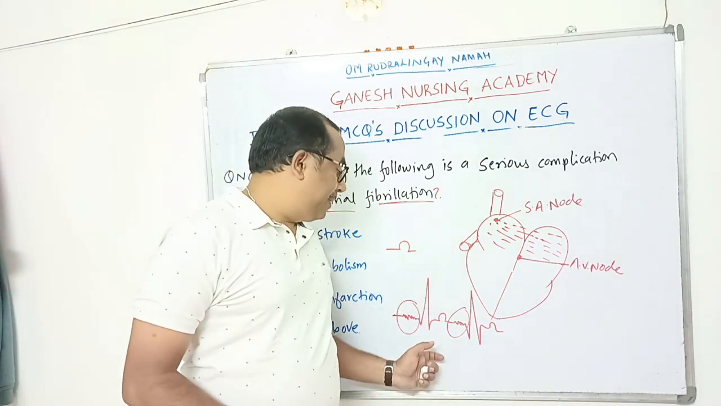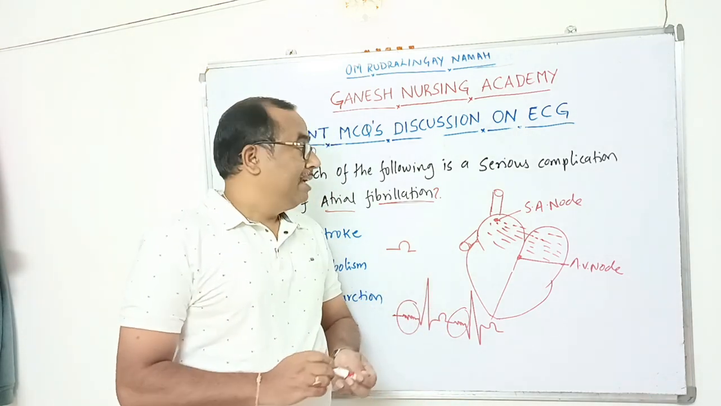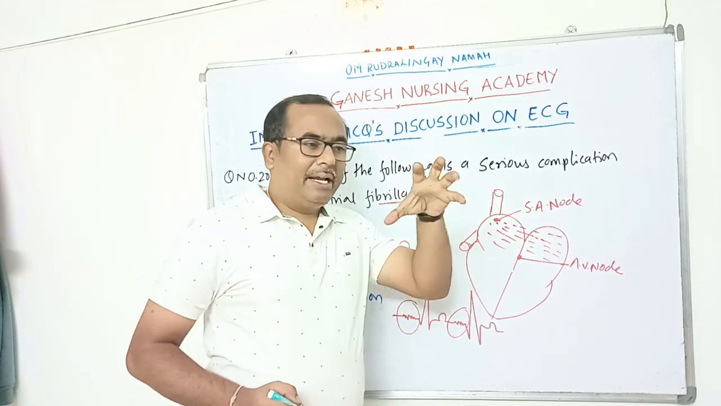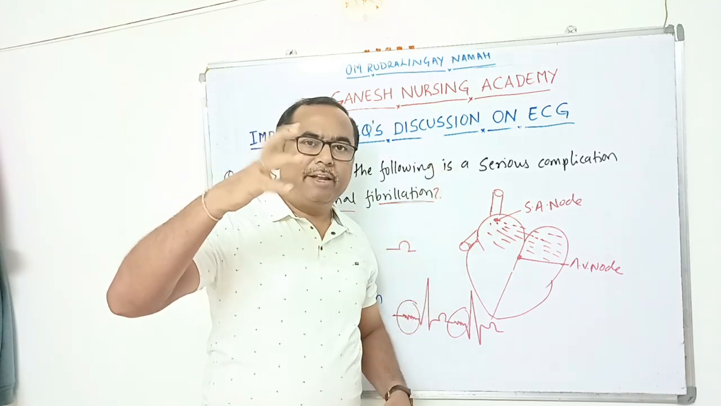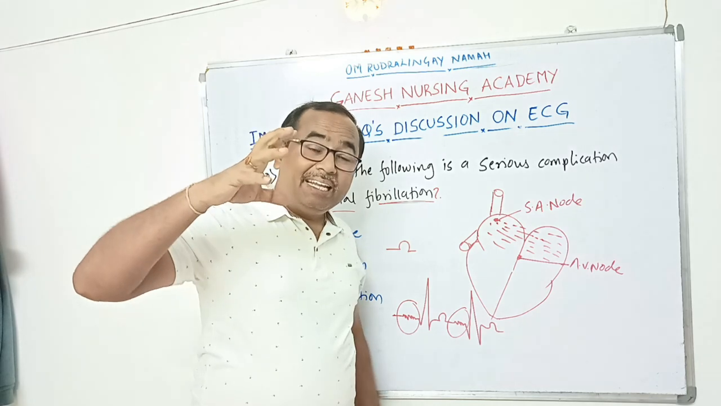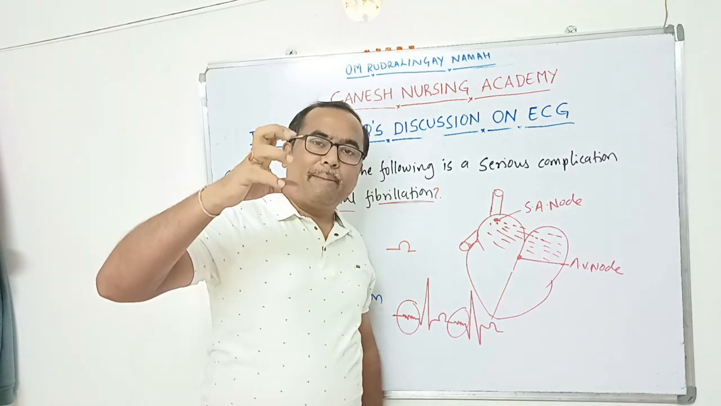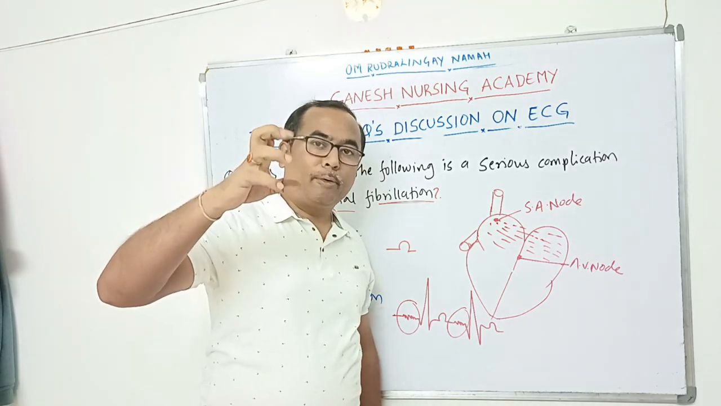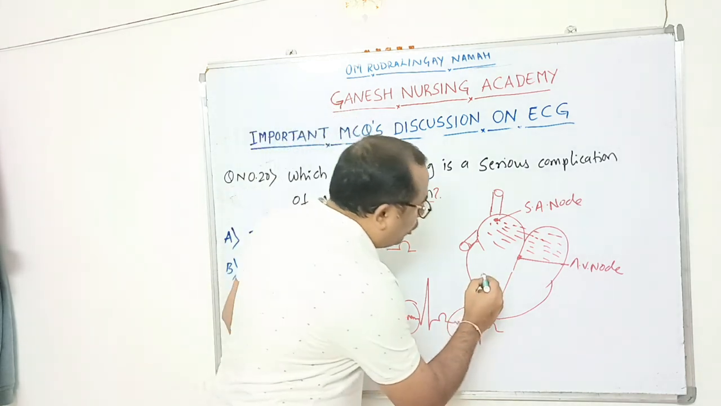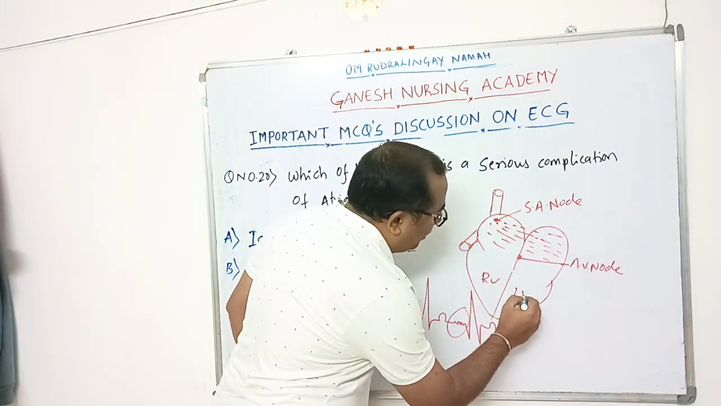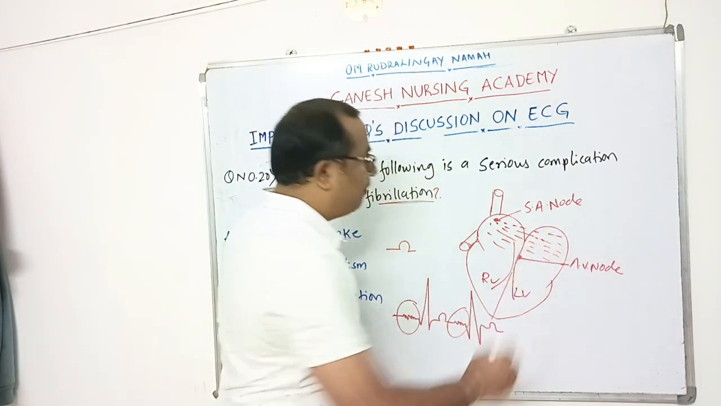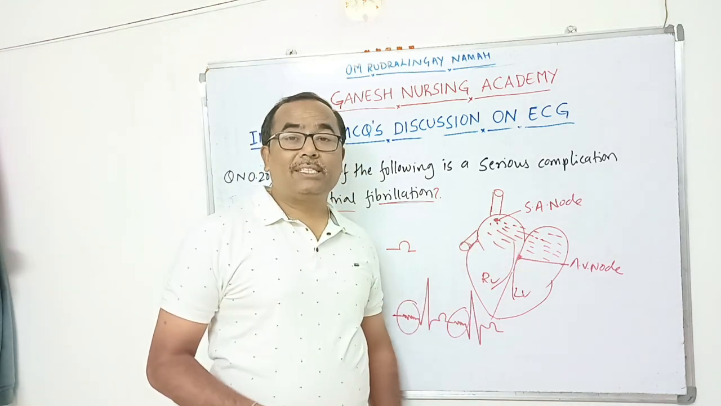So what happens if a patient presents with atrial fibrillation? The atrial heart rate is rapid. Atria are beating very fast. There is a weak and rapid contraction of atria, and there is a normal contraction of the ventricles. The ventricles are contracting normally, but only the atria have a weak and rapid contraction.